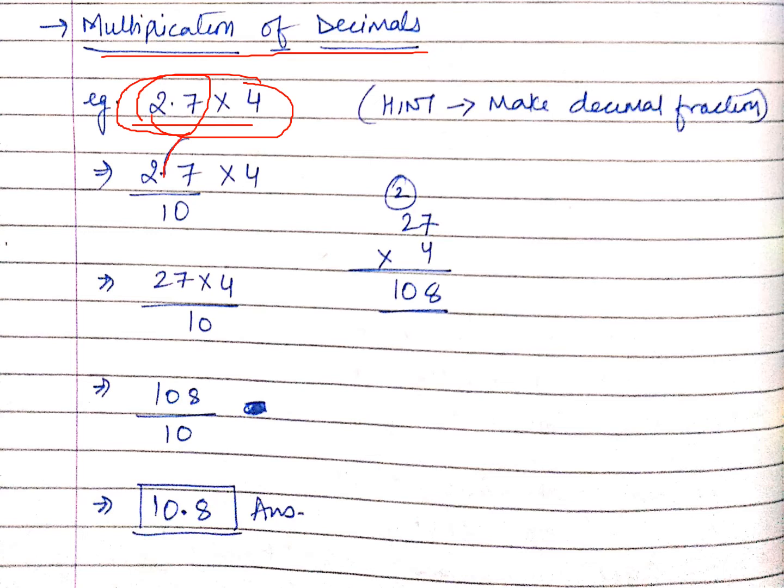When you remove the decimal, what happens? 1 comes in the denominator. And then we count the number of digits after the decimal. That is 1 only, so 0 will come like this. Now, we all know it is 4 upon 1. So 27 into 4 is the numerator, 10 into 1 is the denominator. Now comes the most important part.